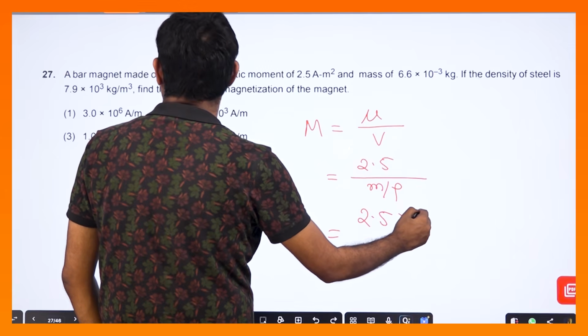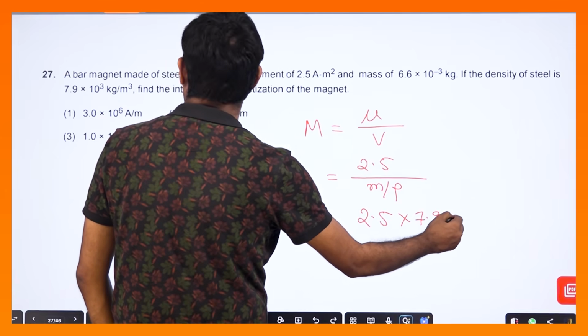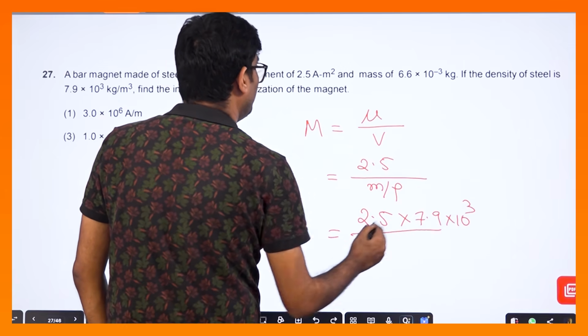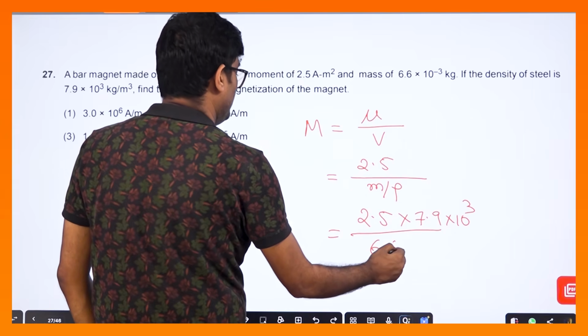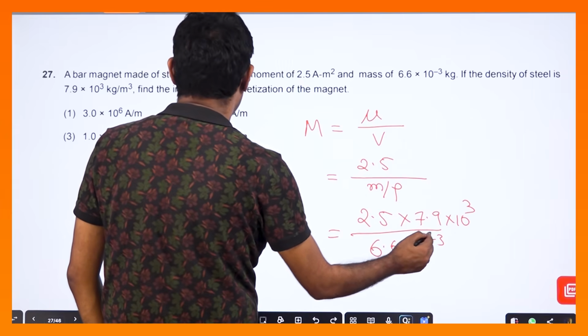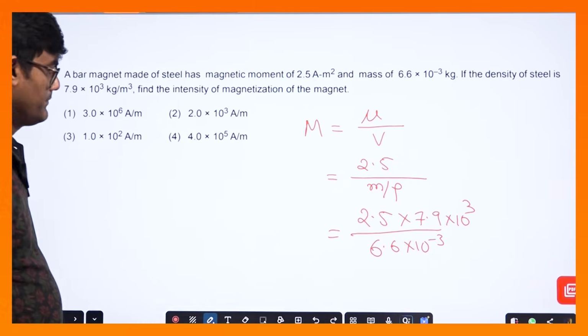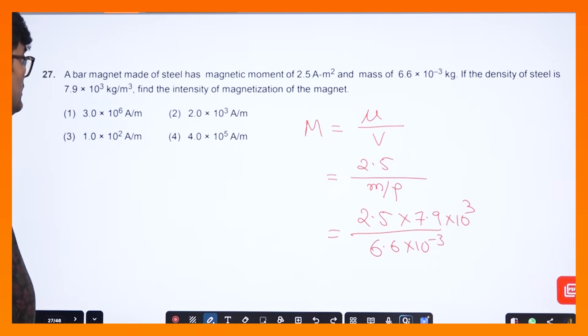2.5 and density is 7.9 into 10 power 3, divided by mass 6.6 into 10 power minus 3. You can solve this question with these data.